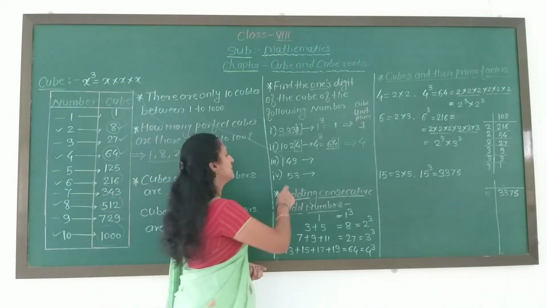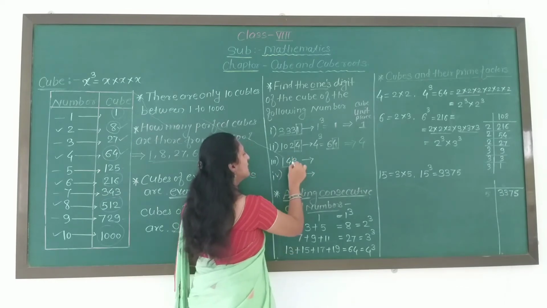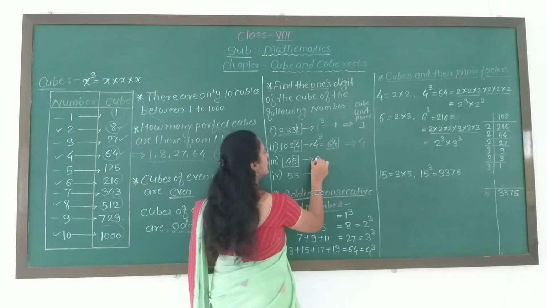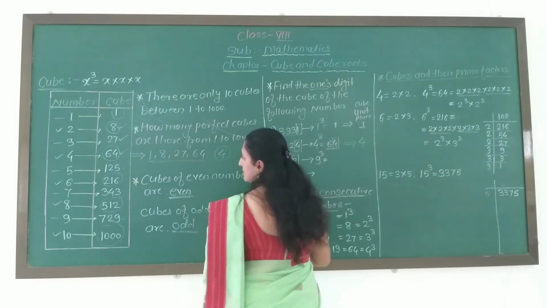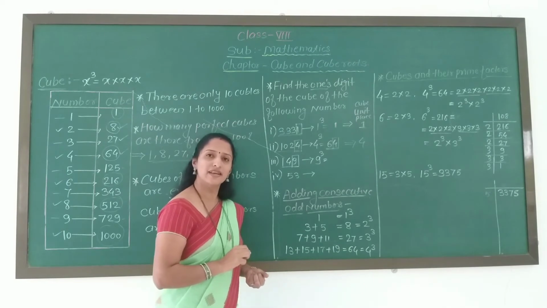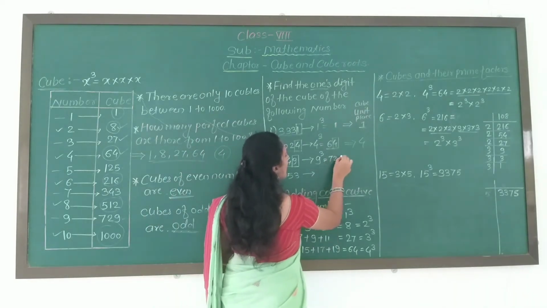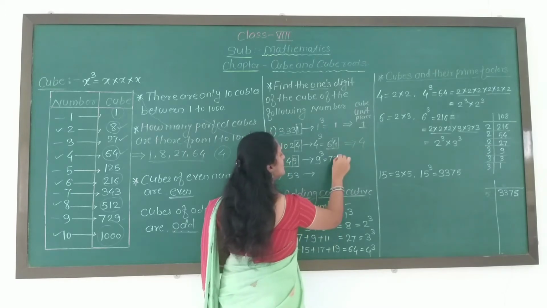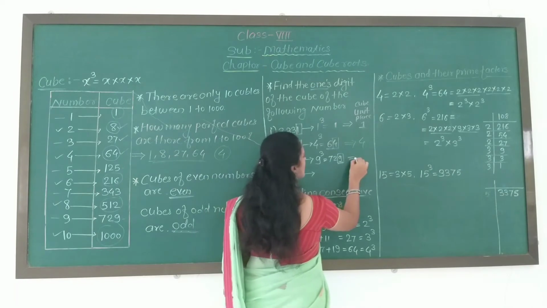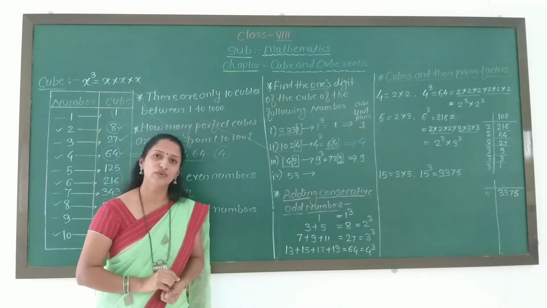Next one, 149. For the number 149, here 9 is at the unit place. So just calculate the cube of 9. Now the cube of 9 is what? 729. The cube of 9 is 729, and 9 is in the unit place. So the cube of this number contains 9 at the unit place.